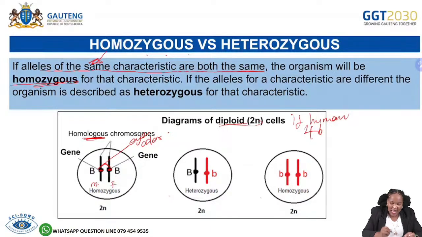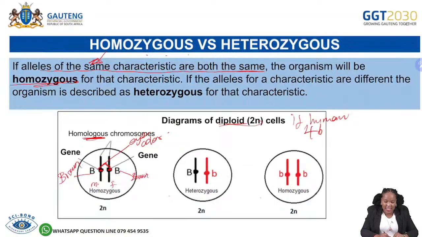The mother had an allele for eye color that is brown. Let's say this B is brown. Then we write it with the big letter B. Then the father also, by chance, on this gene, also has an allele for eye color that is brown.